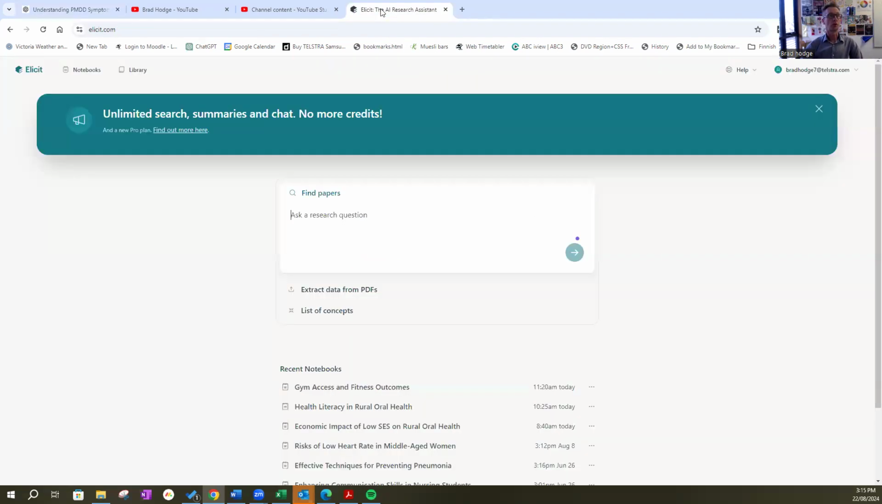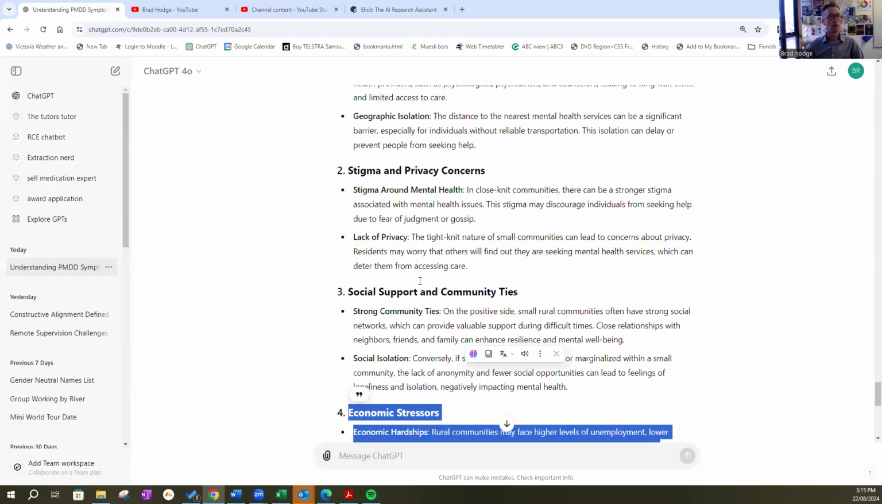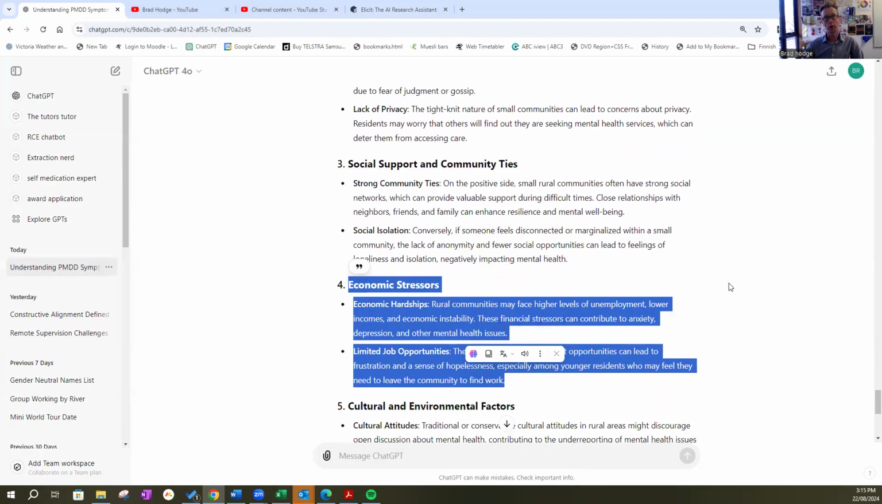The other tool that we can use in terms of finding research, and again, this is an AI-driven tool, okay? But what this tool does is it actually looks for academic literature to answer specific questions that you pose it. So the comment that we had before about economic stress, we're going, okay, well, maybe, we've had a look at the data about Heathcote. They're a lower socioeconomic area to a certain extent.